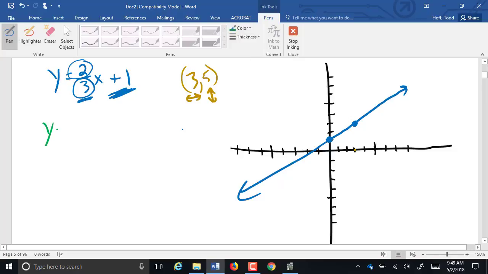Let's try another example. y equals 1/2 x minus 3. Where's this one going to start? -3. So from the center, we go down 1, 2, 3. That's our starting point. From there, we have a slope of 1/2. So we're going to rise 1 and run 1, 2. So there's our second point. So that's our line, something like that.